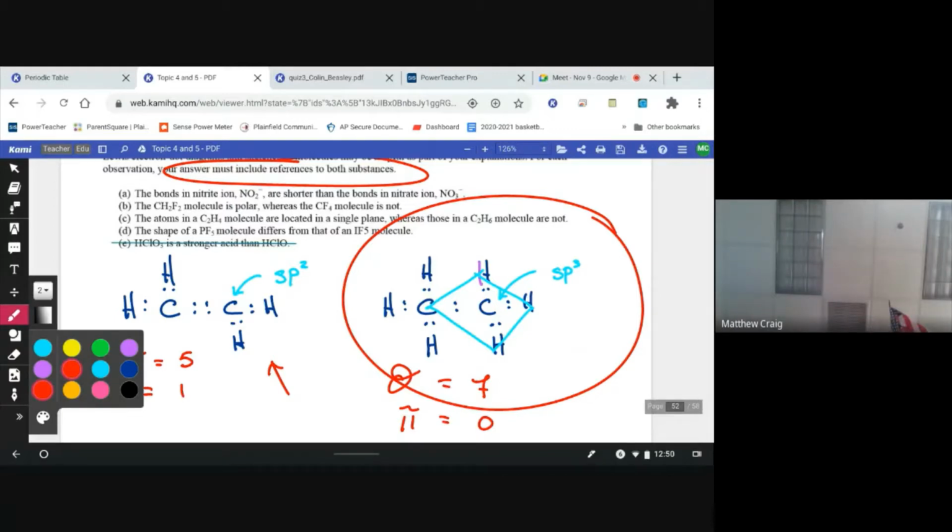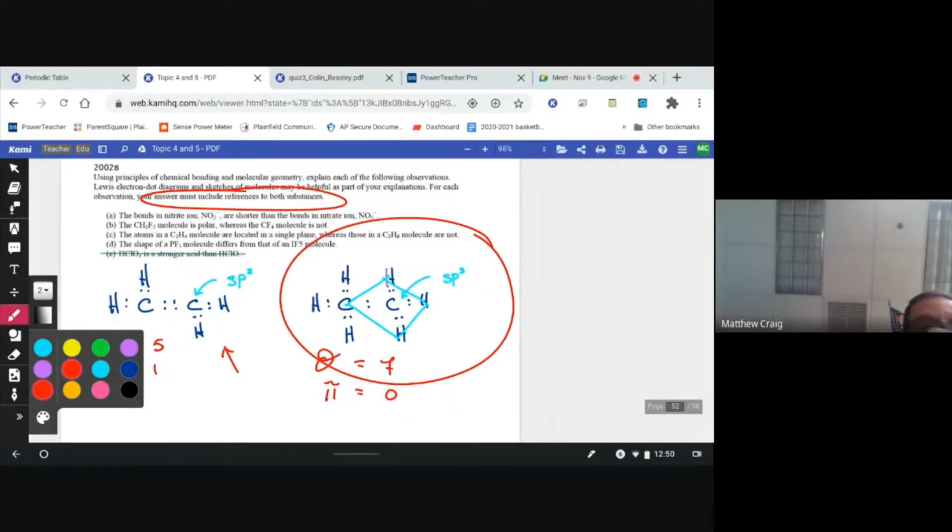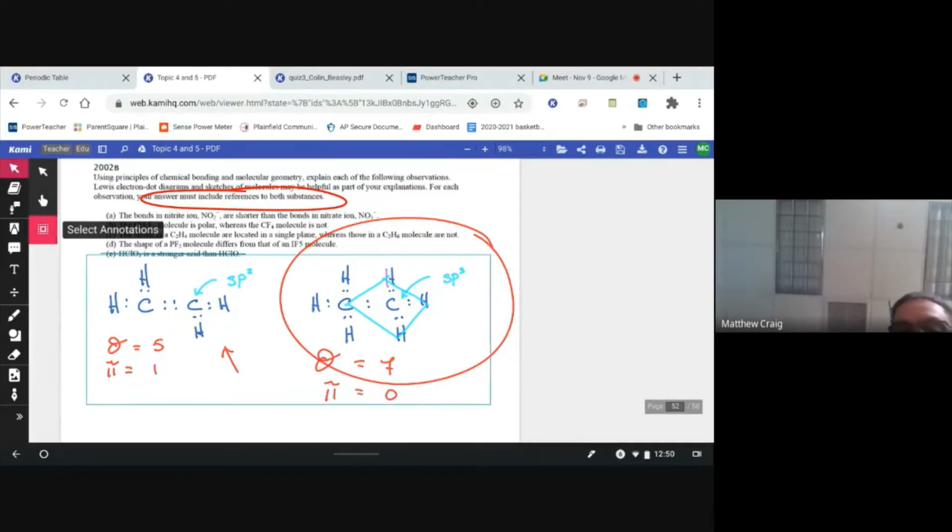Love it. So we don't talk about SP3 or SP2? So the geometry. You have to talk about sp3. No, I don't. I will make sure that if you don't say it, then it's no points for you.